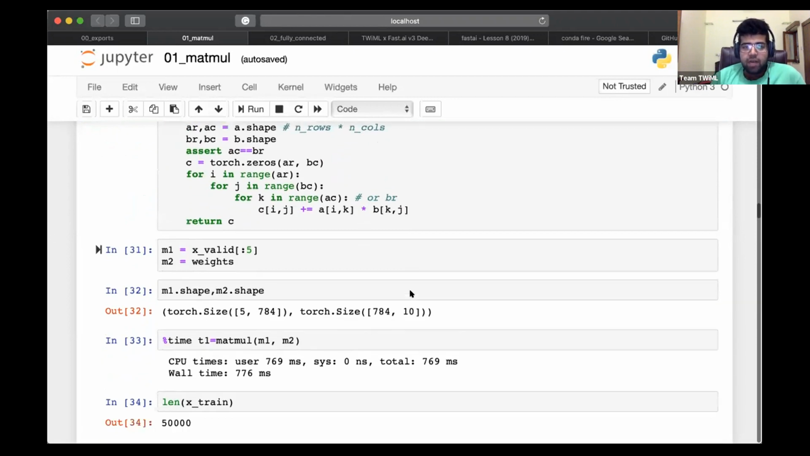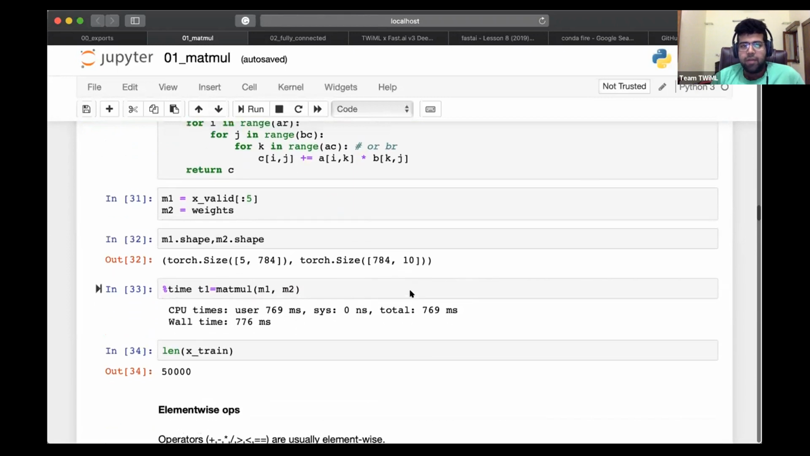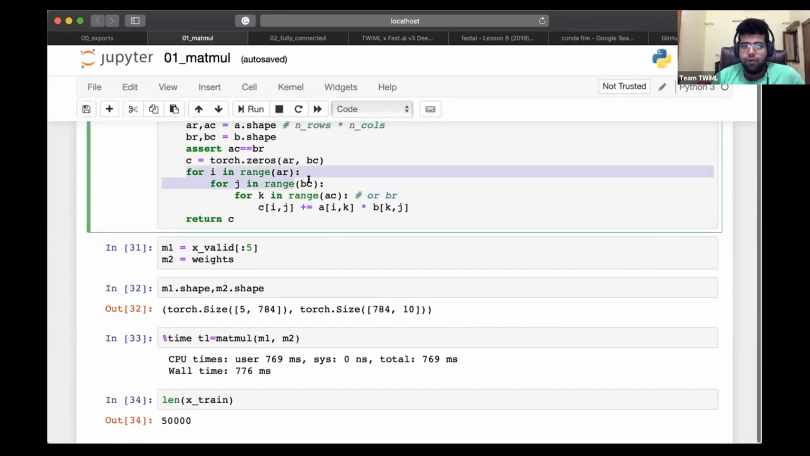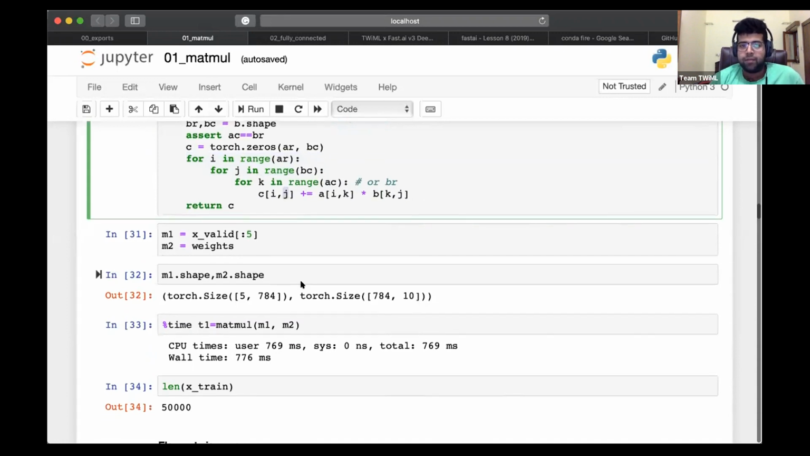So we take 5 examples. Do a simple matrix multiplication by looping over all of the rows followed by columns, and then doing a matrix multiplication operation, row by column, row by column. So in case you're not familiar with what's going on, each element of each row is being multiplied by the column and being added and stored as a new number in the target array or target matrix.